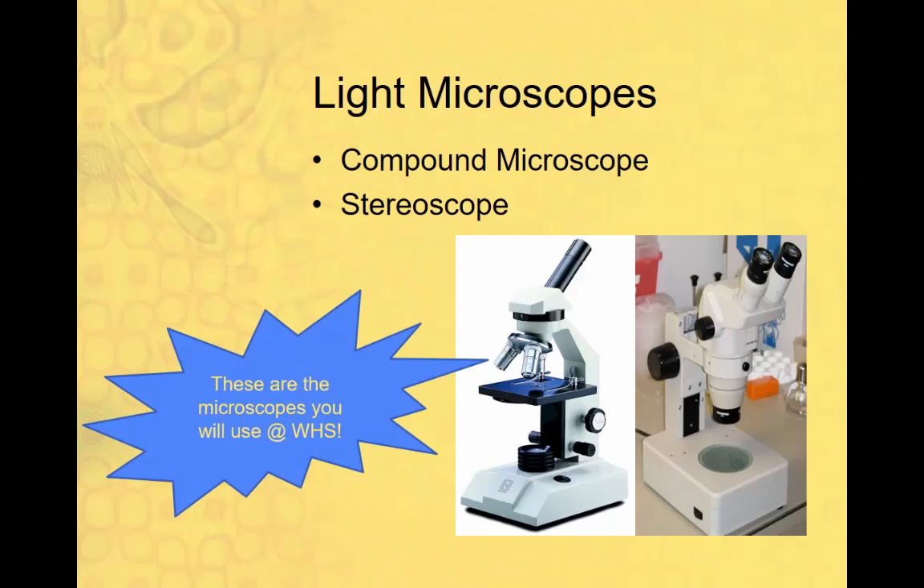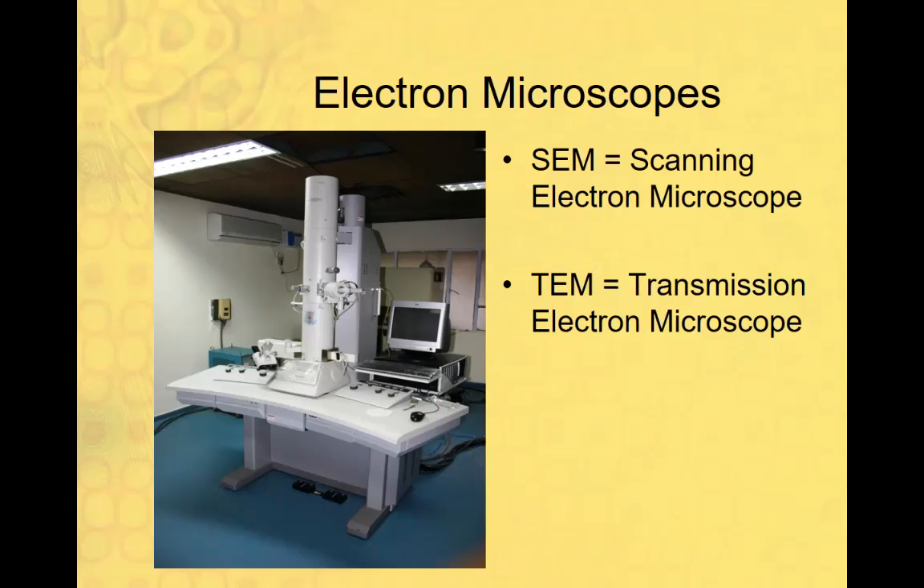Typically for a little larger, it doesn't zoom in quite as much, and the compound microscope typically is going to look at very thin slices and zoom in a fair amount. The next group are those electron microscopes. We have our SEM, which stands for scanning electron microscope. It's actually going to shoot electrons at the object, and then it's going to read based on that where they bounce to, and then build a three-dimensional picture from that.